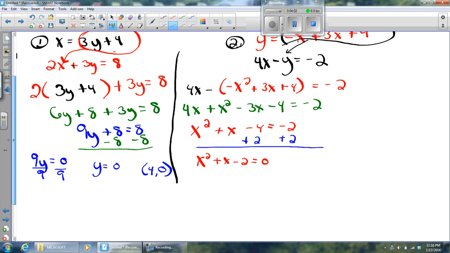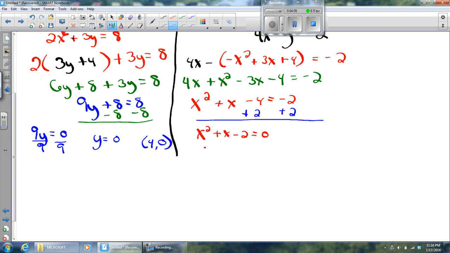And I will factor: x plus 2 and x minus 1. I believe it'll come out to be that. You can verify that. I'm not teaching factoring now. I expect you to be able to do that on your own. And then I'm going to solve. I'm going to get x equals negative 2, and x equals positive 1. So they're going to cross when x is negative 2, and they'll also cross when x is positive 1.